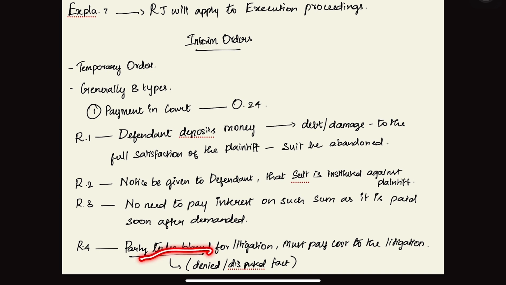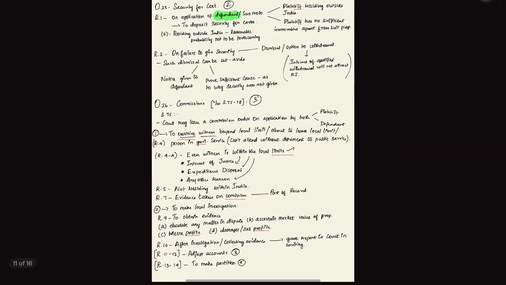So basically the party to be blamed for the litigation, the party that is responsible for the continuation of litigation rather than abandoning the suit, the party which is responsible for proceeding with the case, that party should be paying the cost. So the party to be blamed for litigation must pay the cost of the litigation.